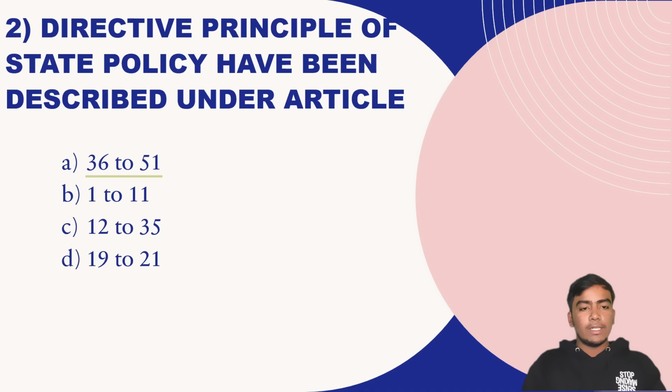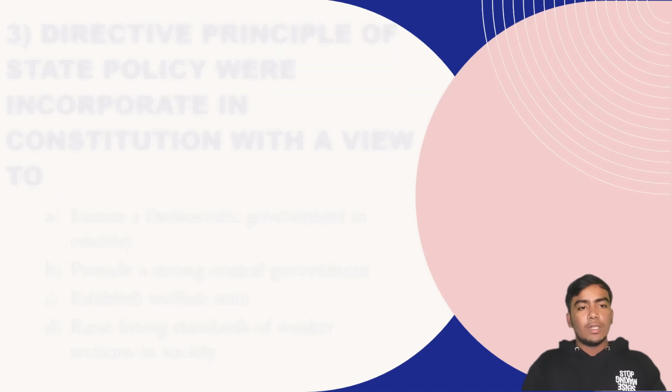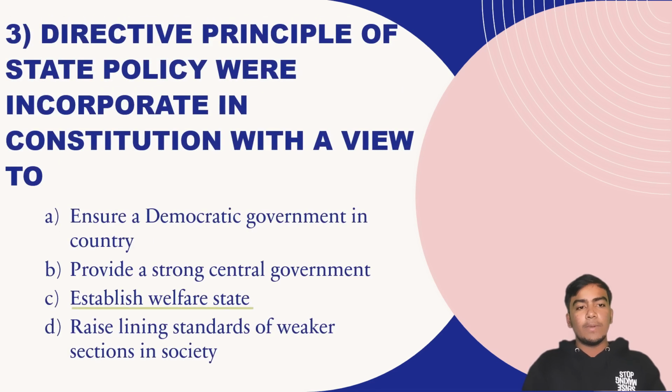The correct option is 36 to 51. The third question is: directive principles of state policy were incorporated in the Indian Constitution with a view to: option A, ensure a democratic government in the country; option B, provide a strong central government; option C, establish a welfare state; option D, raise living standards of weaker sections in society. The correct answer is option C, establish a welfare state.